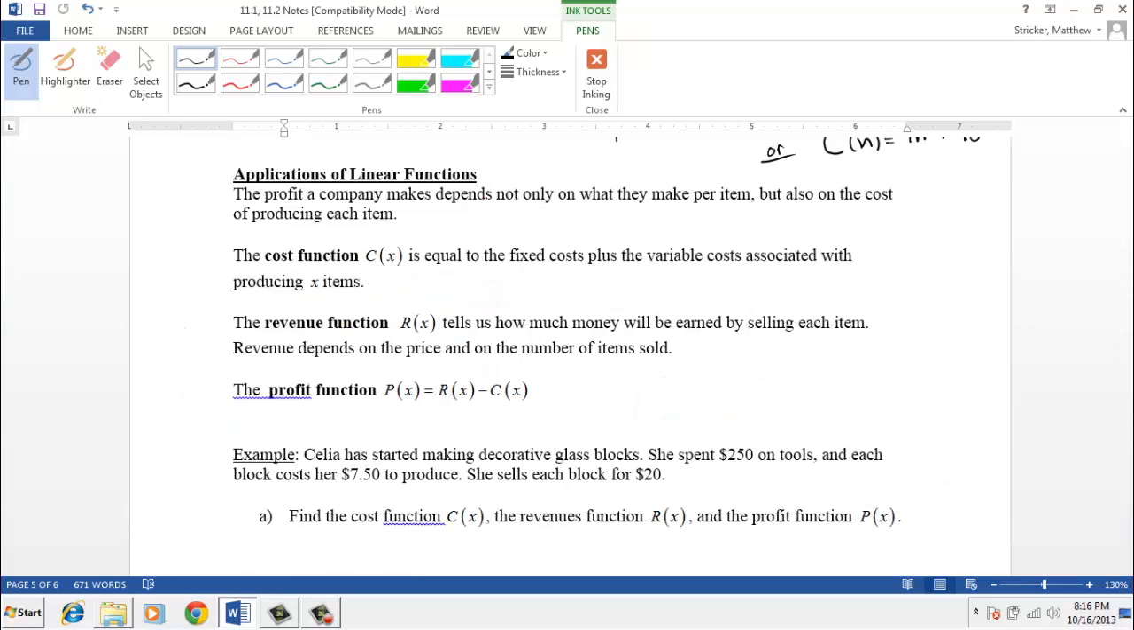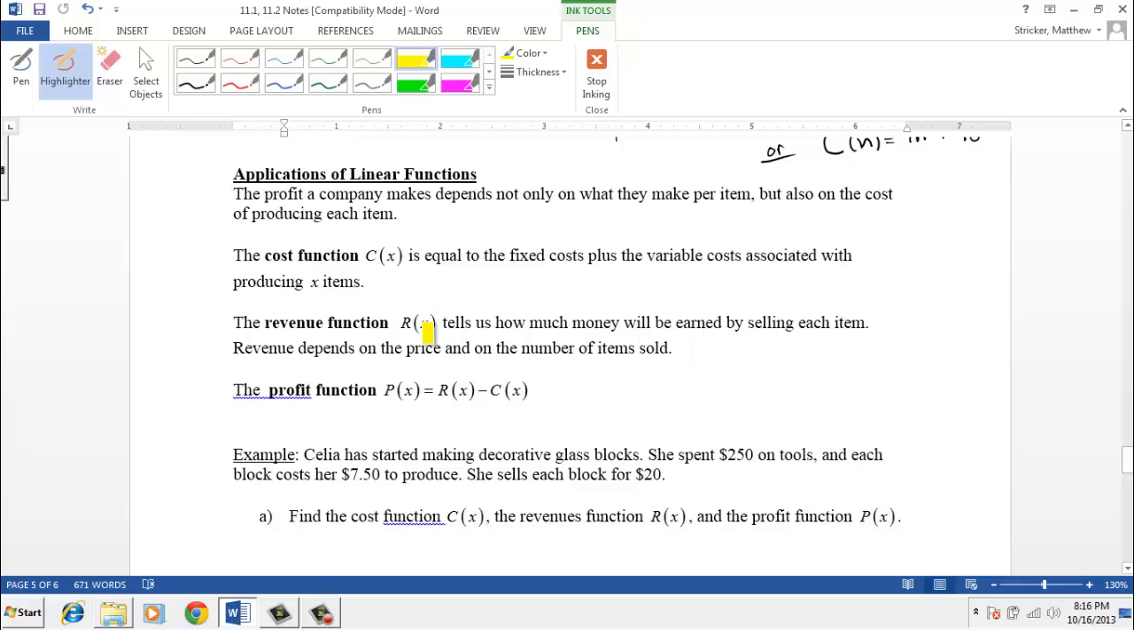All right. So this next application is a business application. It has to do with costs and revenue and profit. And let's go ahead and read through the little setup here. It says the profit a company makes depends not only on what they make per item, but also on the cost of producing each item. In other words, you can't just make stuff for free. You have fees. And so the cost function, capital C of x, is equal to the fixed cost. That's things that don't change, like rent, plus the variable cost, maybe electricity or other things associated with producing items. The more items you produce, probably the more cost you have.